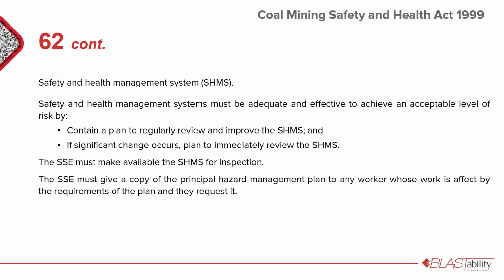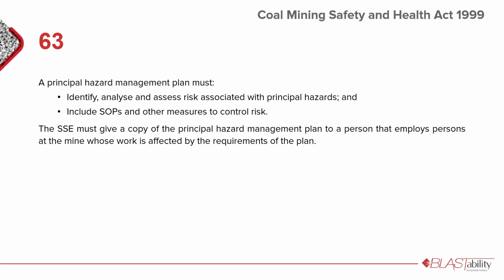Safety and health management systems must be adequate and effective to achieve an acceptable level of risk by containing a plan to regularly review and improve the SHMS, and if significant change occurs, a plan to immediately review the SHMS. The SSE must make available the SHMS for inspection. The SSE must give a copy of the Principal Hazard Management Plan to any worker whose work is affected by the requirements of the plan and who requests it.